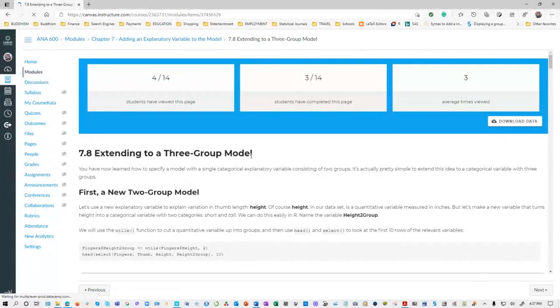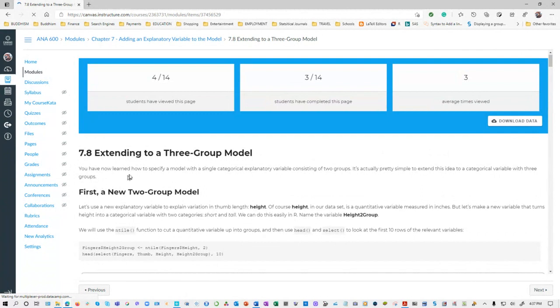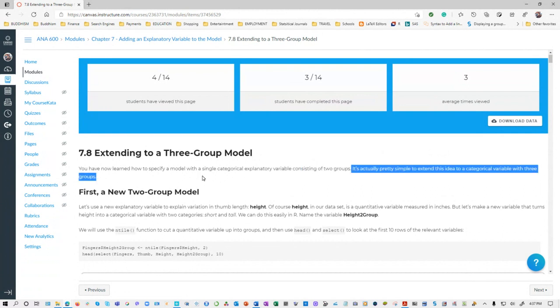Now we can extend the same discussion to three groups. You have now learned how to specify a model with a single categorical explanatory variable. We have a single categorical explanatory variable consisting of two groups.